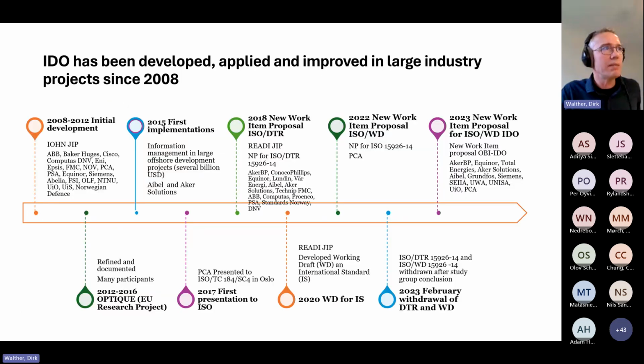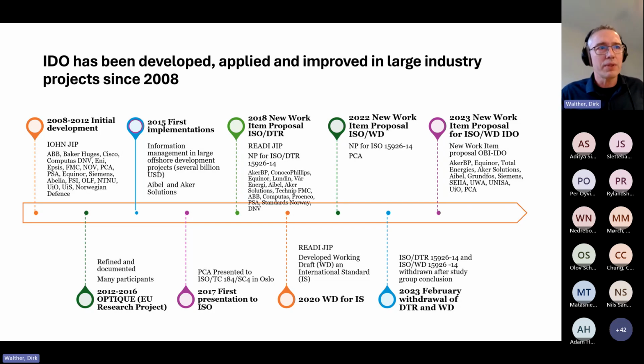A bit about the history. It all started around 2008 with a joint industry project in Norway. So many Norwegian companies involved there. And this effort then continued, and the ontology, back then not called IDO, was refined and documented in the EU project Optique. And then first implementations followed in 2015 already, together with Able and Aker Solutions.